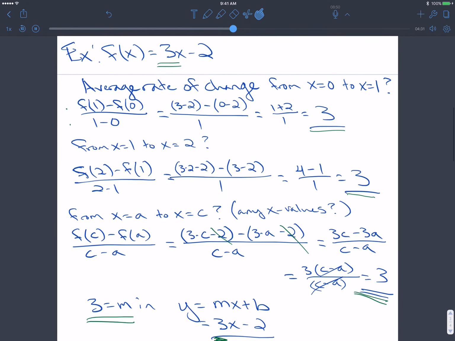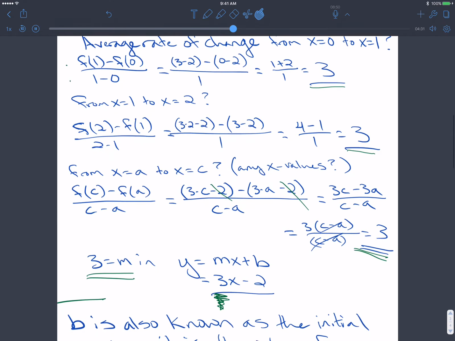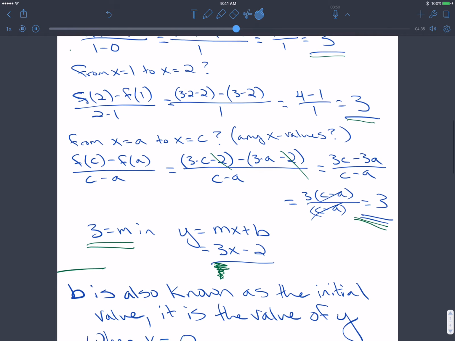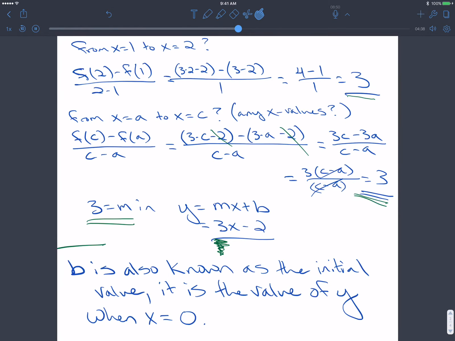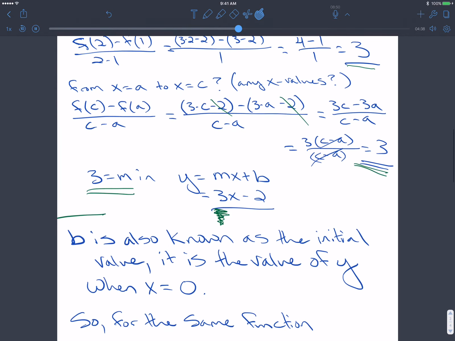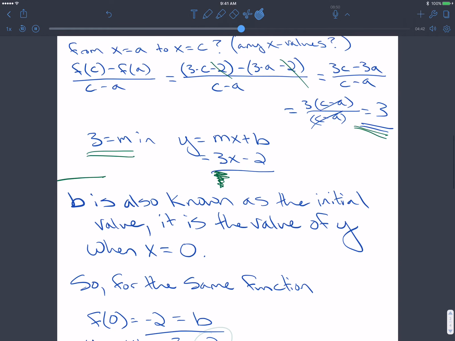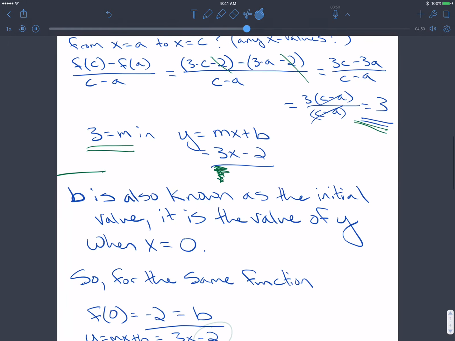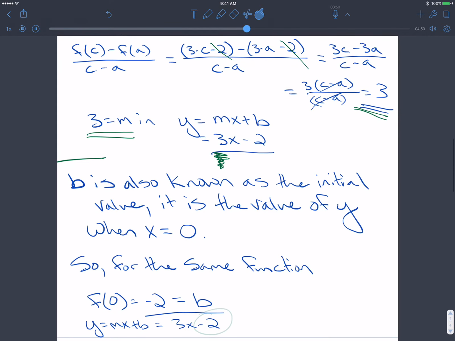The other term, the b, is known as the initial value. It's the value of y when x is equal to 0. So if we look at the same linear function we just used, f of 0 is negative 2. We calculated that earlier. Negative 2 is equal to b. The equation is y equals mx plus b, or y equals 3x minus 2. So the plus b must be plus a negative 2 in order for it to be of the form mx plus b.